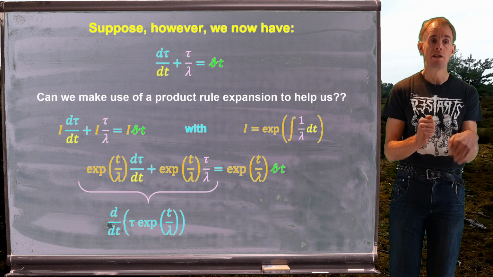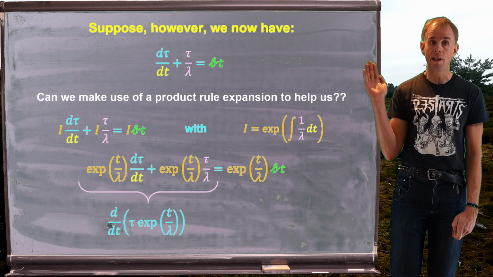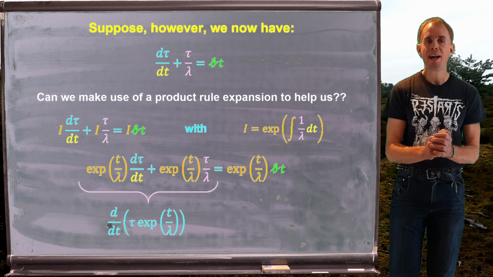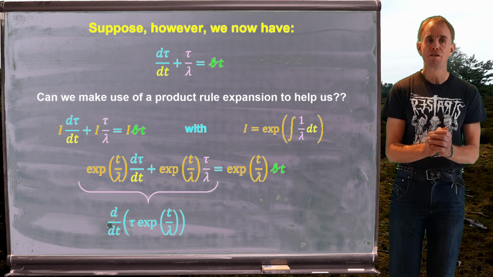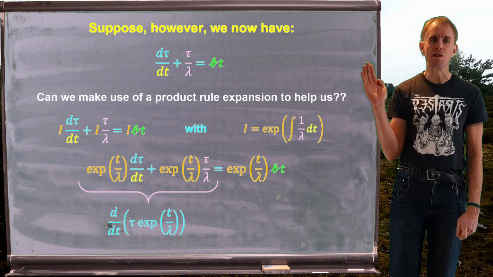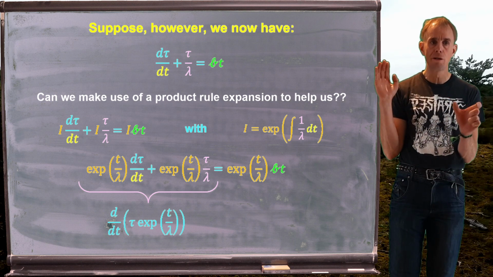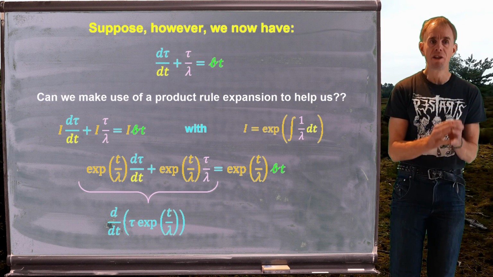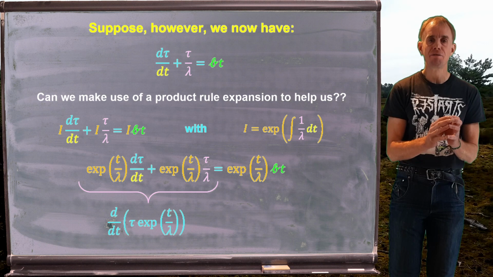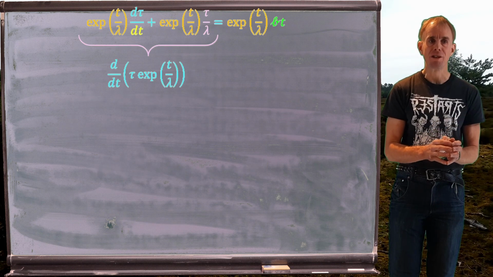So I've just differentiated e to the t over lambda with respect to time, and that's what we see on the second term. A very careful choice of our integrating factor I allows us to collapse those two terms on the left-hand side, which were the terms giving us problems, into one term, which is really very handy, as we shall now see.